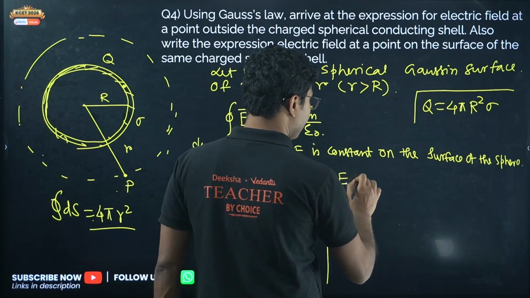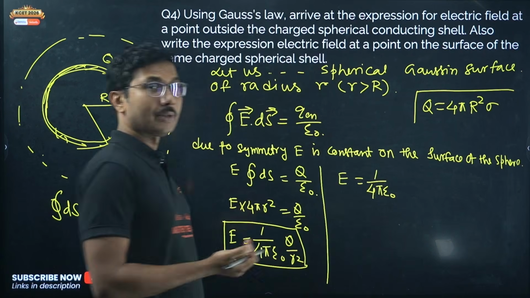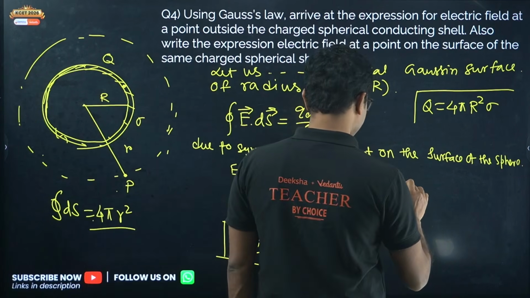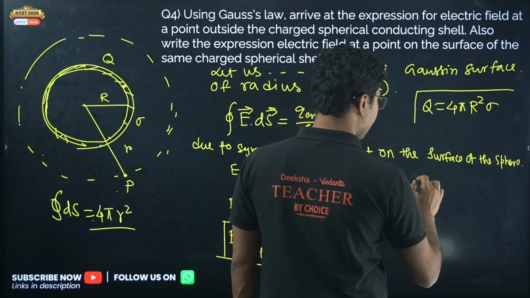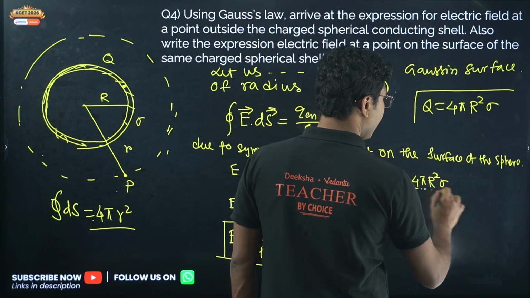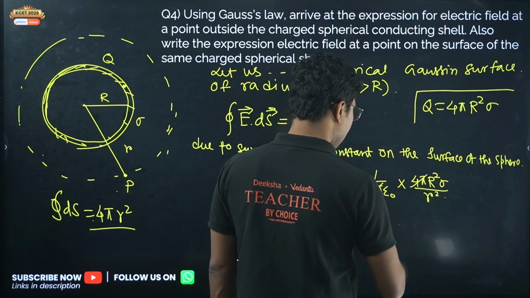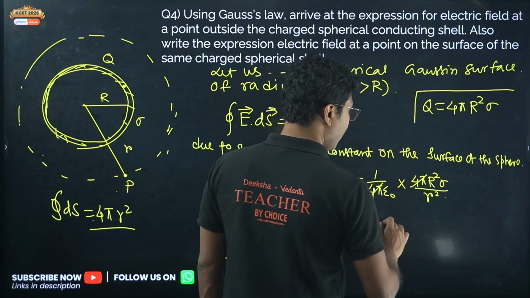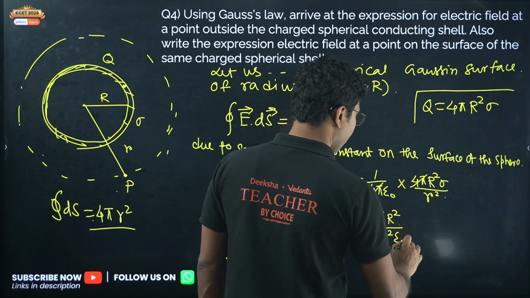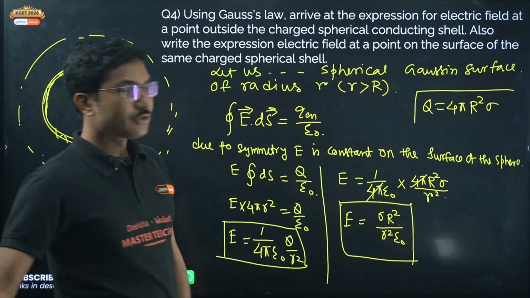In terms of surface charge density, it is not compulsory, but if you remember the formula, that might be helpful for you to solve some numerical questions in case the same question comes this year as well. So 4 pi capital R square sigma divided by small r square. 4 pi cancels, and you get electric field equals sigma R square divided by r square epsilon naught. So this is the electric field at a point outside the sphere.